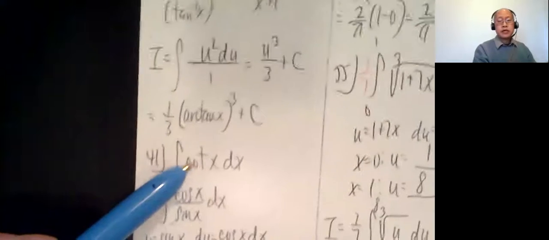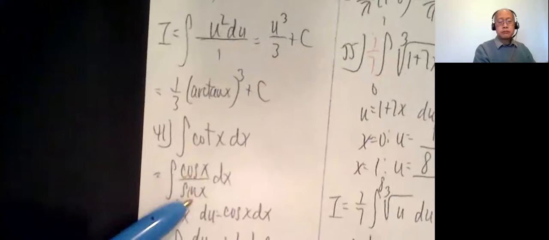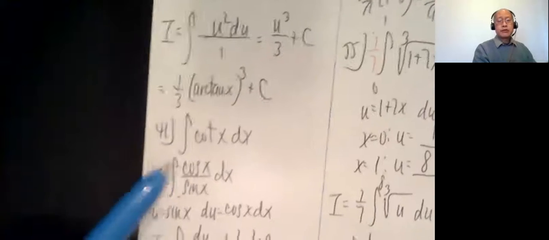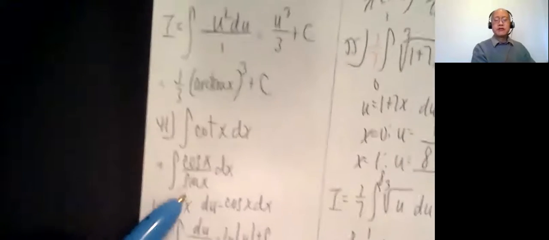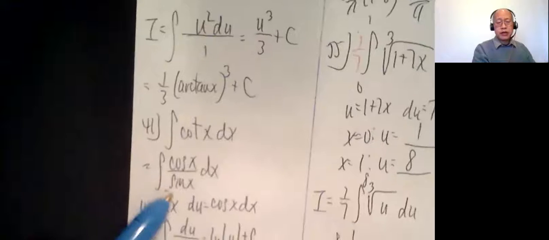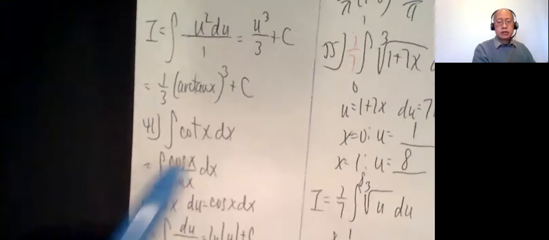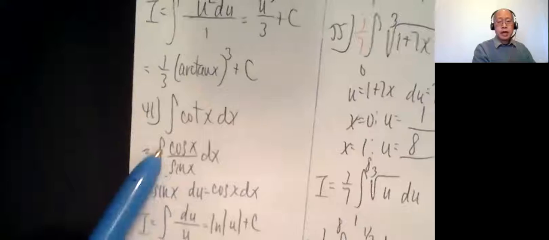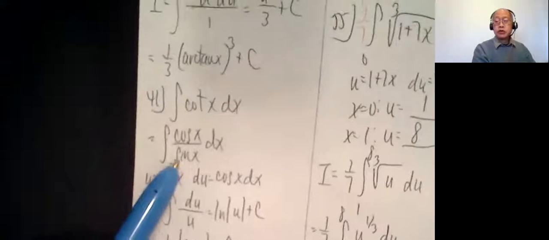Problem 41, the integral of cotangent. Well, cotangent is cosine over sine. And I see the derivative of sine is cosine. By the way, the derivative of cosine is negative sine, but you don't really have sine. You have 1 over sine. So that leads me to believe I should let u be the sine of x. du is cosine x dx. Oh yeah, I'll have a u on the bottom, but that's okay. I'll have du on top, u on the bottom.